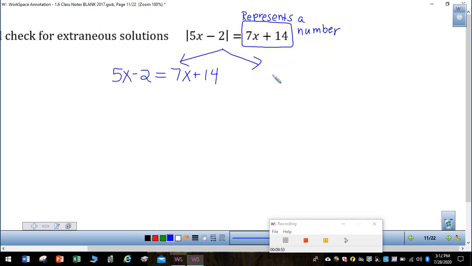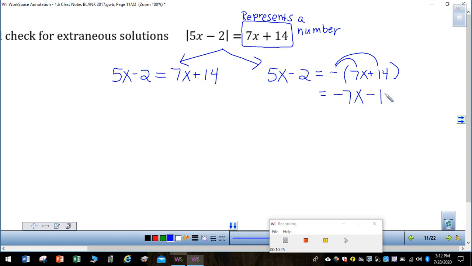Now for our second equation, we still have 5x minus 2 for the first part. Now we're going to set that equal to the negative version of whatever that number is. So all we're going to do is put a negative sign in front of the quantity 7x plus 14, but we're putting the 7x plus 14 in parentheses because that negative sign is actually going to distribute to both parts. So really it's negative 7x minus 14. So that's how we do the negative version of that number.